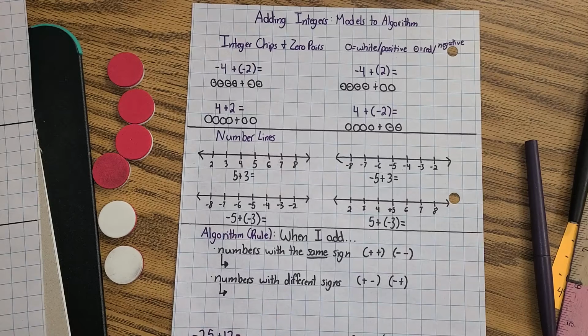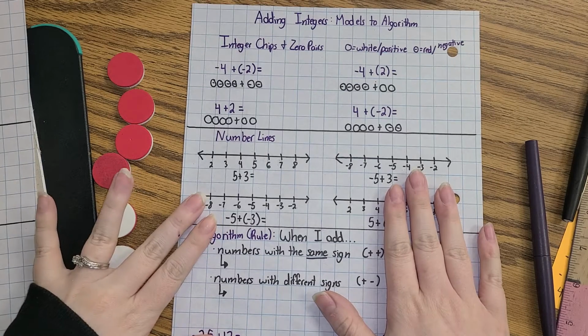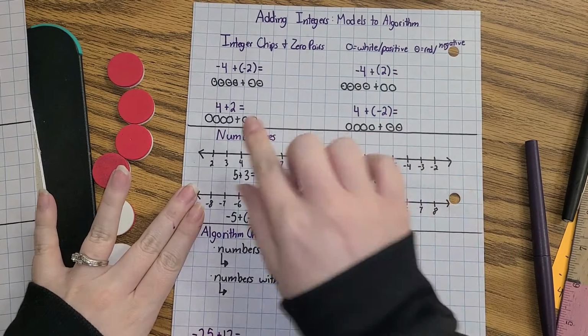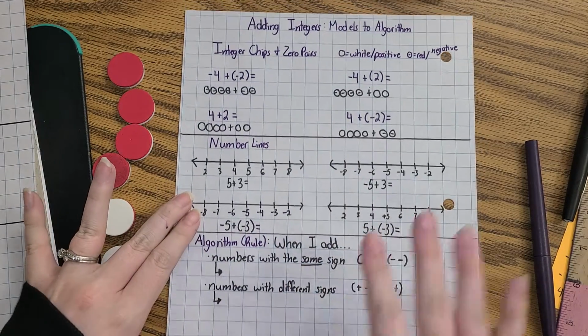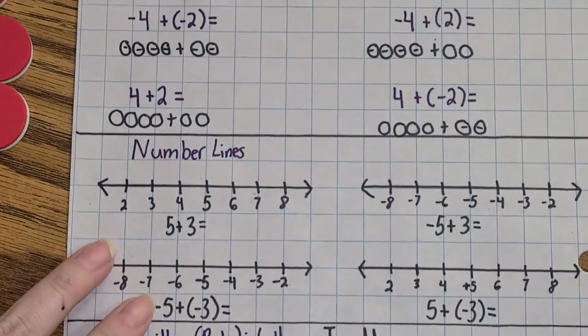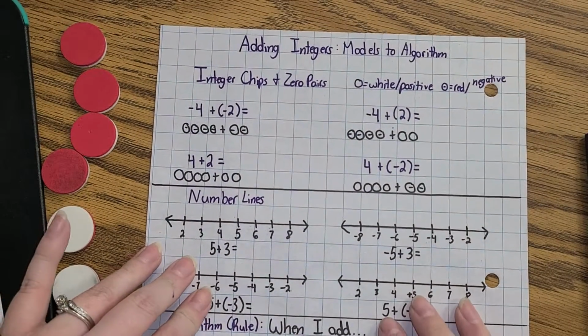So we're going to zoom in on just adding integers. Take a minute to digest it, and I want you to see what patterns you notice for yourself. We're going to start with integer chips, apply it to number lines, and then make a rule together. So you've already taken notes. I want you to use this to help make sense of them.